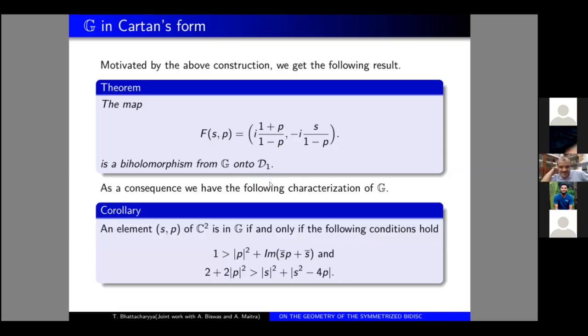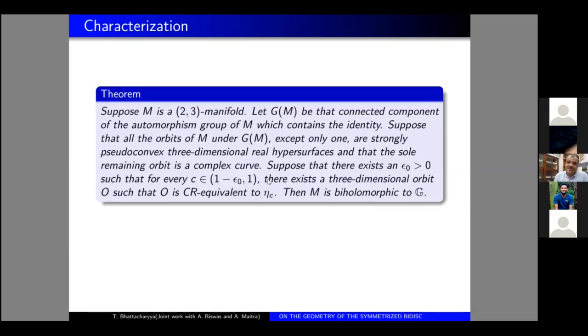It gives us, as a minor corollary, some new characterizations of G. G has a number of characterizations known, of course, but this gives us new characterizations of G, because now we can leverage this. We can use known facts about D1. Okay, it gives a characterization of G.